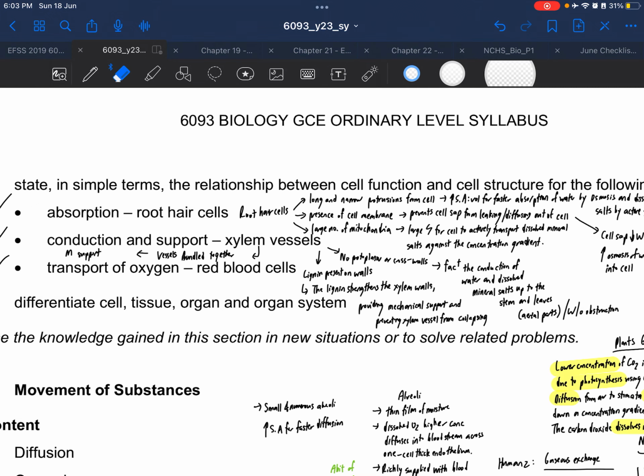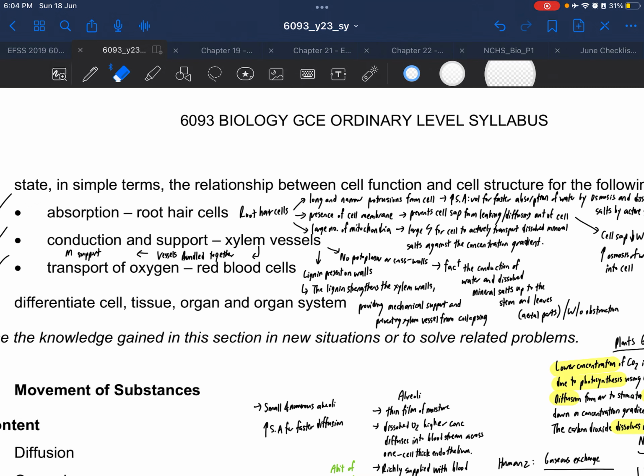Another important part is that it has a circular biconcave shape. This increases the surface area to volume ratio of the red blood cell, which allows faster absorption of oxygen molecules at the lungs and faster release of oxygen, faster diffusion of oxygen out of the red blood cell to the cells that need it, and the other parts of the body.